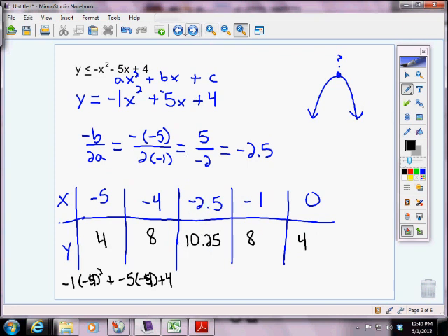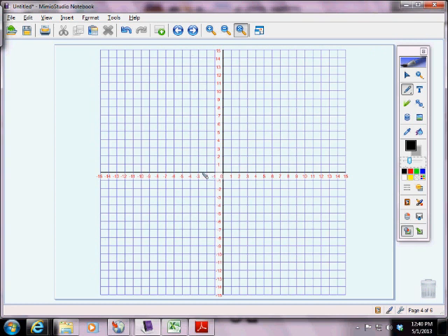So our vertex is going to occur right here in the middle, at negative 2.5 and positive 10.25, that's just a little bit above the 10 here. Then I had negative 5, 4. I had negative 4, 8. I had negative 1, 8. And I had 0, 4. So we can see a parabolic shape. So what you're going to do now is draw a parabola through it.